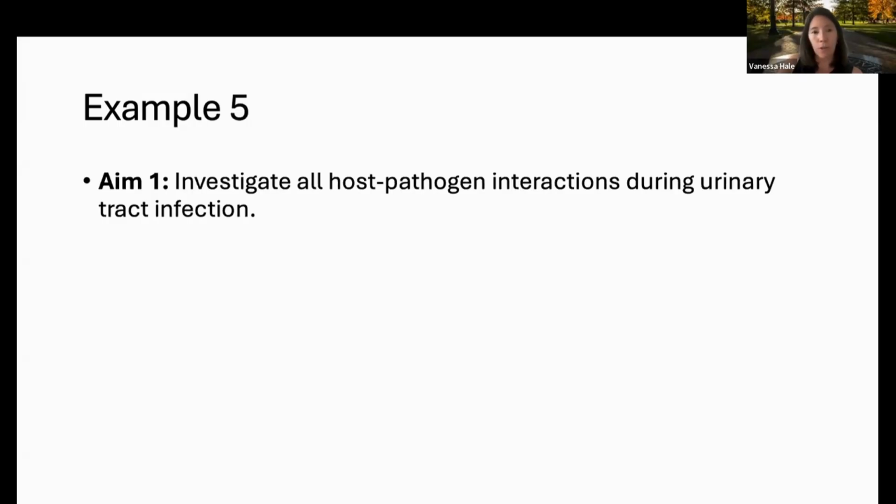Example 5, this is groups 3 and 6. Investigate all host pathogen interactions during urinary tract infection. All right, we got some more specifics. Do we like it, groups 3 and 6? We said it was a bit too ambitious to be a singular aim. Awesome. This scope is far too broad. So the words hypothetically are more specific, but all host pathogen interactions could mean immune, it could mean urothelial cell, it could mean other types of cells that are in the bladder, or all the pathogens that could infect the bladder.